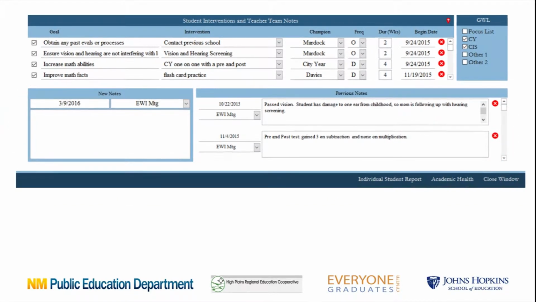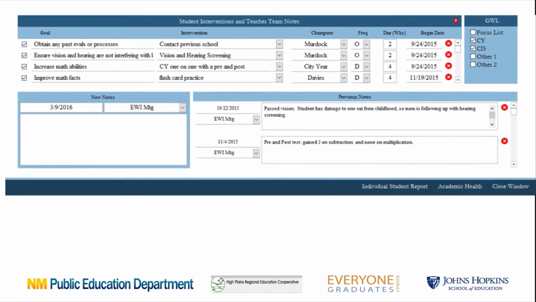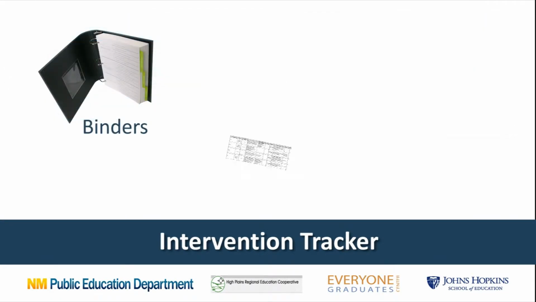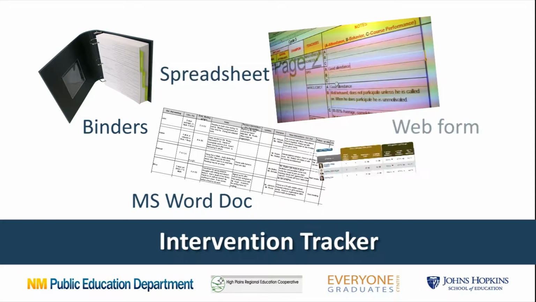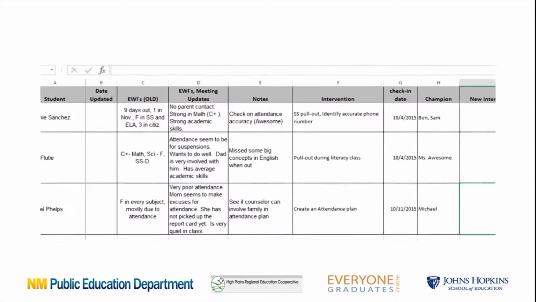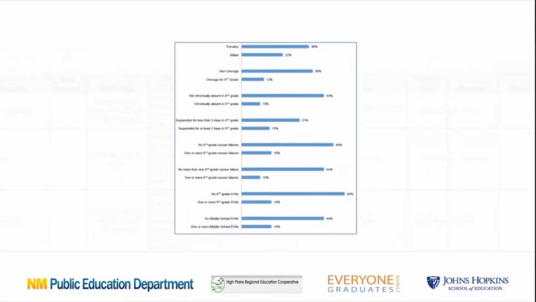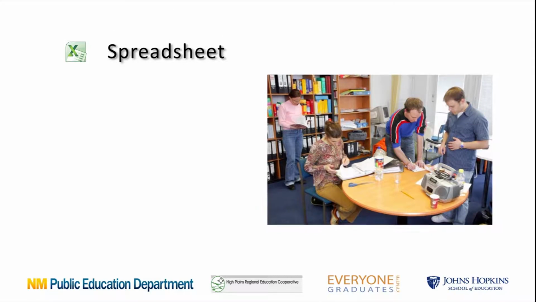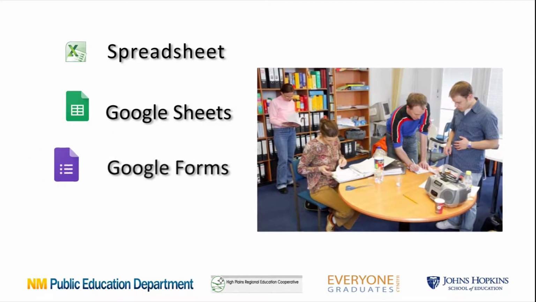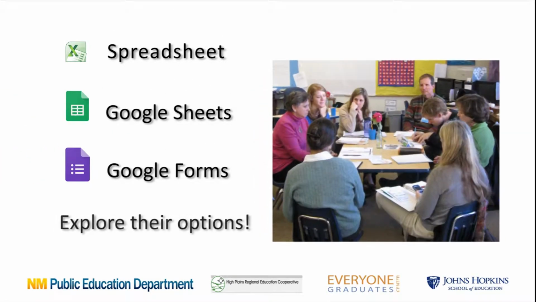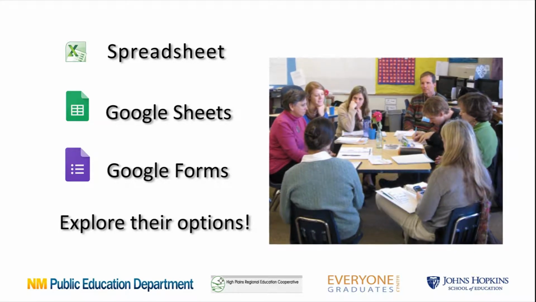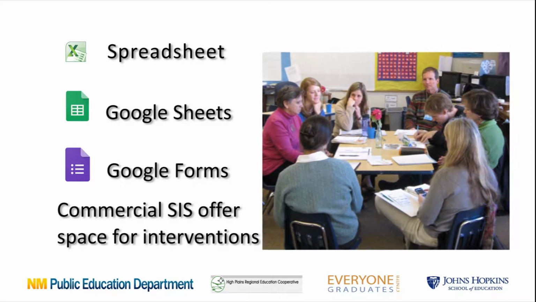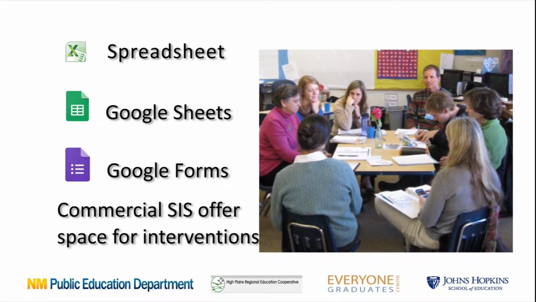The document to record information, which we have referenced as an intervention tracker, can be housed in a variety of places, from a binder or Word document to a spreadsheet or web-based form. When this information is included in a spreadsheet, it will be easier to compile for analysis later on. Schools we have worked with have used Microsoft Excel spreadsheets, Google Sheets, and Google Forms to enter these interventions, and we recommend that you explore these options as they provide a benefit for analysis. There are also spaces for entry of interventions in many commercially available student information systems.